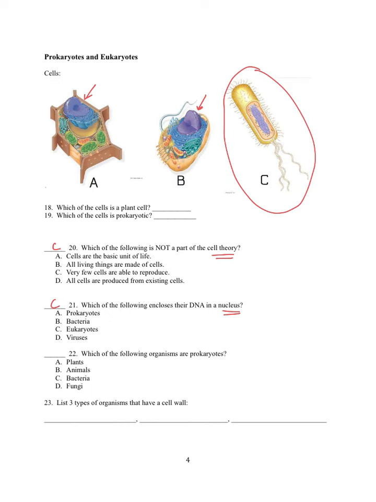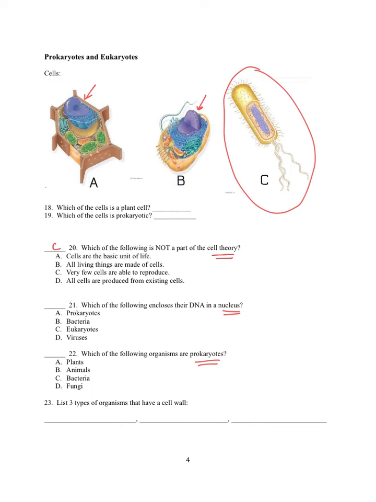Number 22 says, which of the following organisms are prokaryotes? So remember, a prokaryote is any cell that does not have a nucleus. And so that means that the only organism on this list that does not have a nucleus is letter C, the bacteria cells.